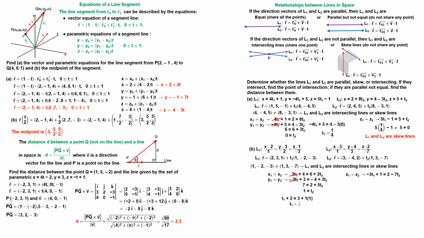We obtain t2 equals 1 and t1 equals 2. We now check whether these values satisfy the third equation. We see that these values do satisfy the third equation, so the lines intersect. Substitution into the original equations yields the point of intersection. So the lines intersect at the point (4, -1, -5).